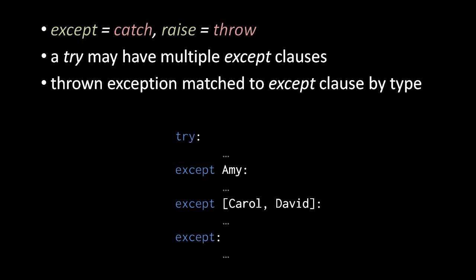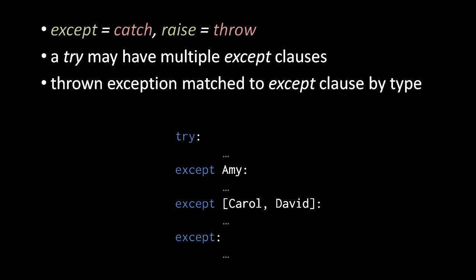Failing that, however, Python then goes on to test the subsequent except clauses. And so here it will test if the exception is an instance of either the Carol class or the David class or both. And if it matches either one of those or both, then that except clause runs. But then failing that, if we get to this last except clause that doesn't have any class specified, well, this except clause will match any exception object. So this effectively serves as the default exception clause.